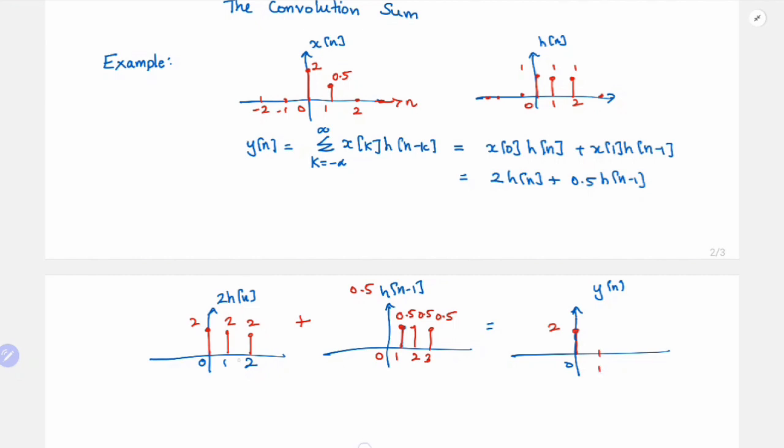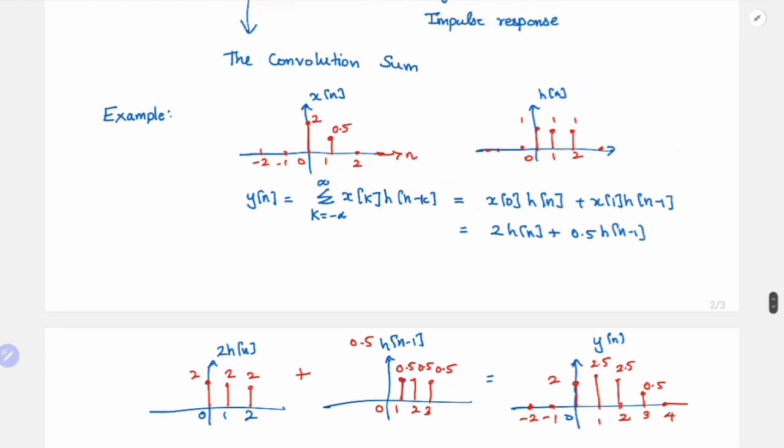And at 1, what do I have? I have 2 plus 0.5, so 2.5. At 2 also I have 2 plus 0.5, 2.5. And at 3 I have 0.5, right? And at 4 I have nothing. So it is 0 everywhere else. Okay. So this is one way to calculate y of n.